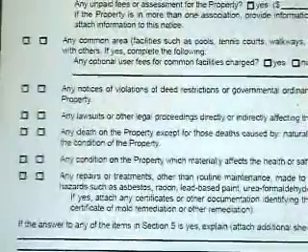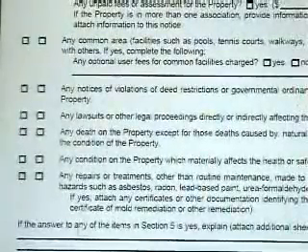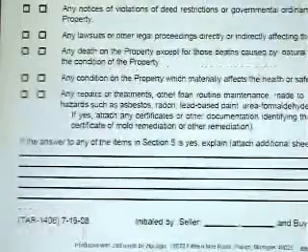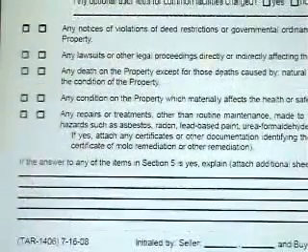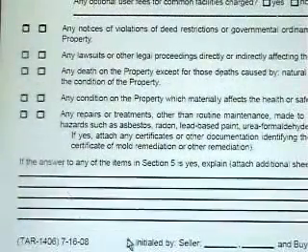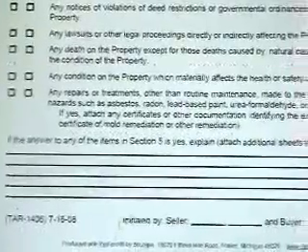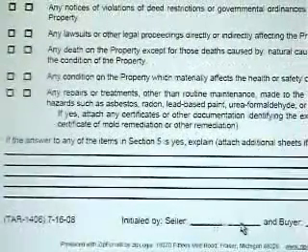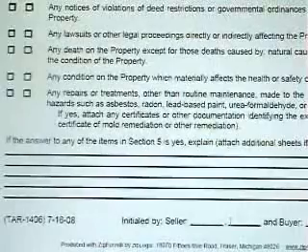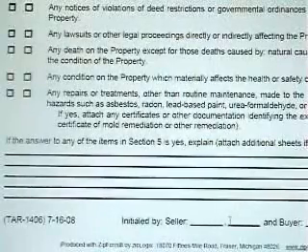If you answered yes to any of the questions above, we will need to get a brief explanation of what those items were right below it. And then once that is finished, we will also need to get the initials of the sellers again. And this is going to be page 3 of the seller disclosure notice.